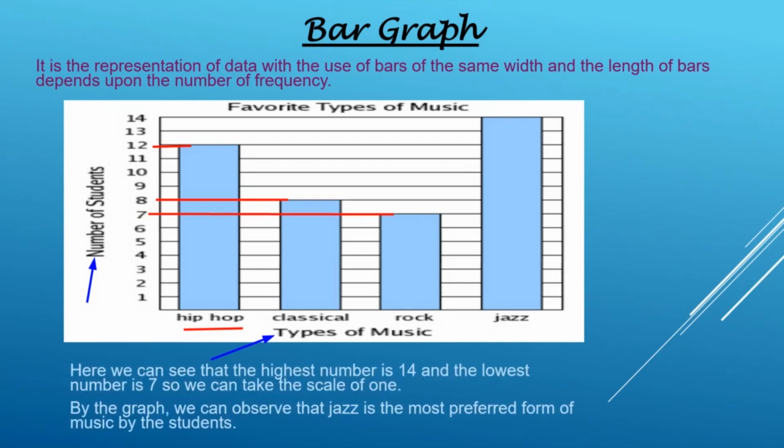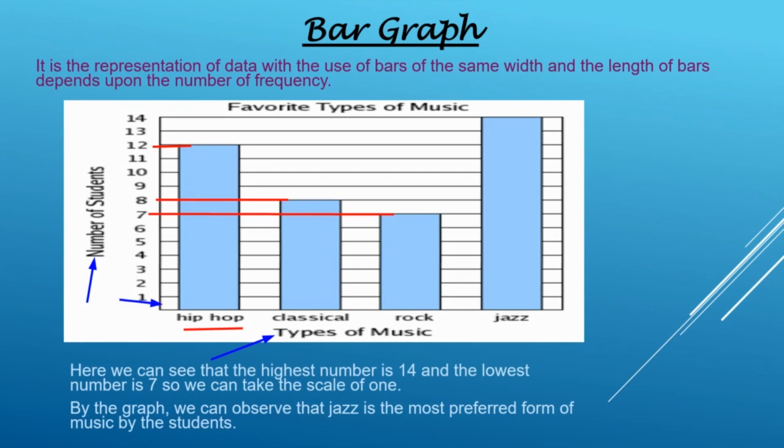Now when we analyze it, we see that the highest number is 14 and the lowest number is 7. So actually the lowest number in the given data and the highest number in the given data decide about the scale here. This is called scale.